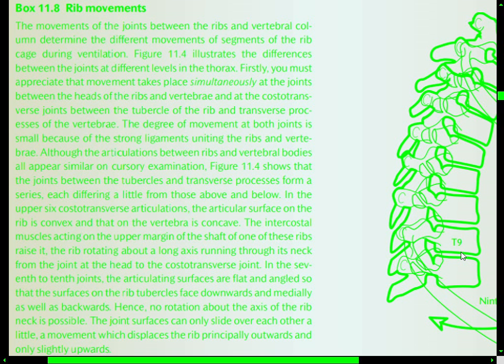The joint surfaces can only slide over each other. Joint surfaces between ribs and vertebrae, they can slide over each other a little. They can slide, but can they move? I don't think so between the 7th and 10th ribs vertebrae articulation. They can slide over each other a little, a movement which displaces the rib principally outward. That means mainly outwards, forwards, and only slightly upwards. So a small raise and principal forward movement.